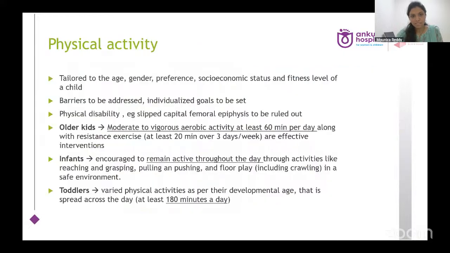Coming to physical activity, it has to be tailored to the age, gender, preference, socioeconomic status, and fitness level of the child. And important, I would say, is that the barriers have to be addressed.